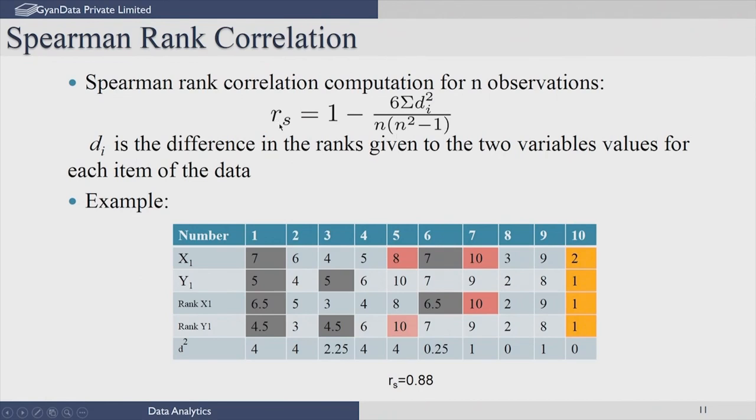It turns out that this coefficient also will lie between -1 and +1, with -1 indicating a negative association and +1 indicating a positive association between the variables. In this particular case the Spearman rank correlation turns out to be 0.88.